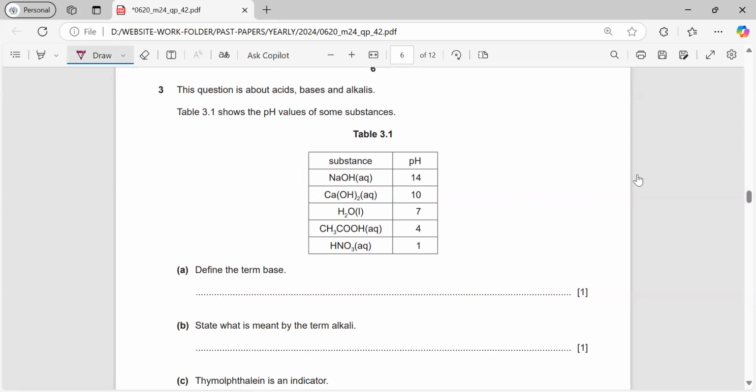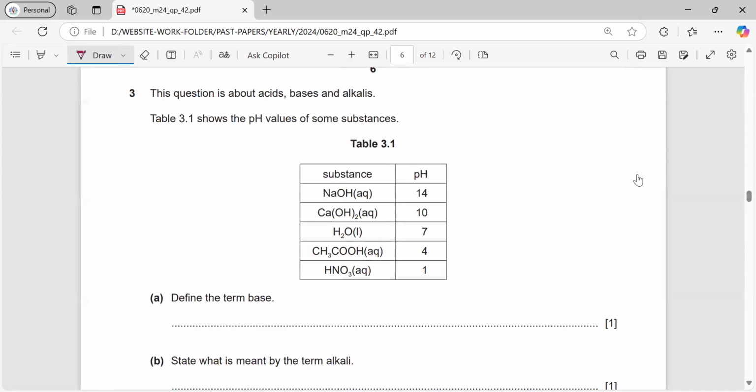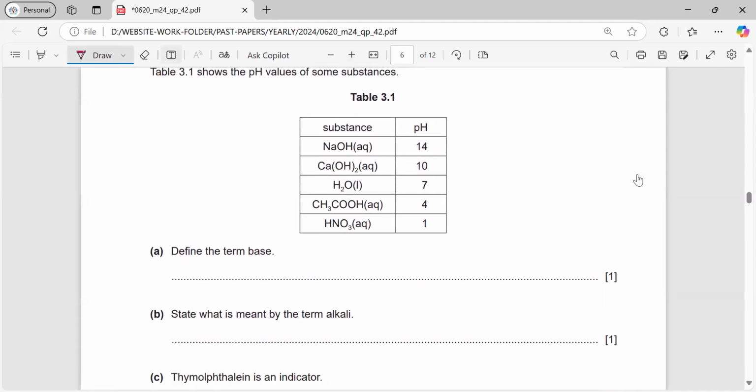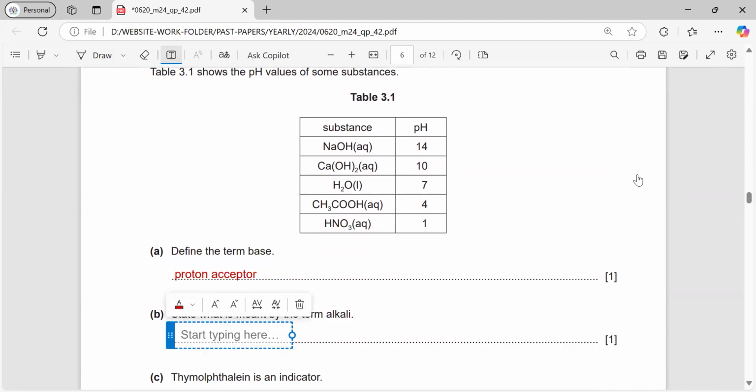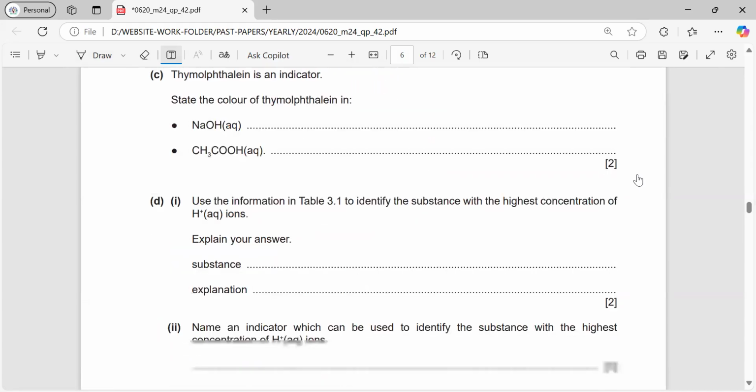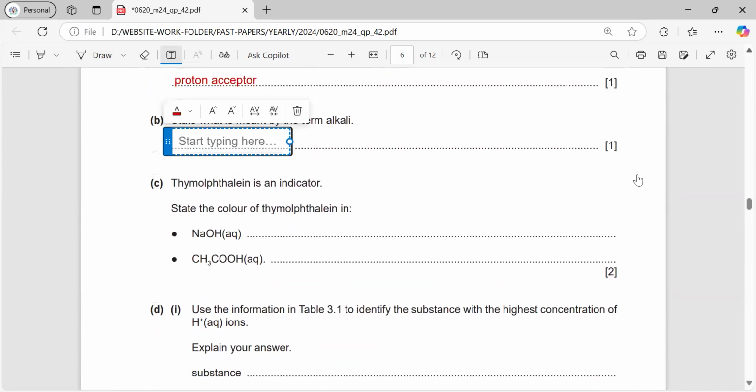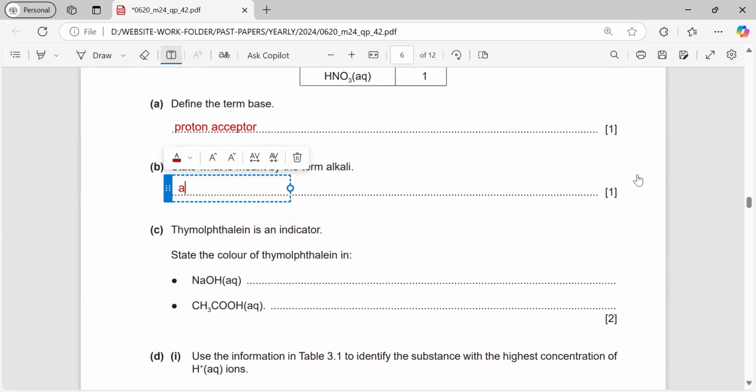We have some pH values here of the substances. Define the term base. A base is simply a proton acceptor. State what is meant by the term alkali. An alkali is a soluble base. A soluble base is called an alkali.